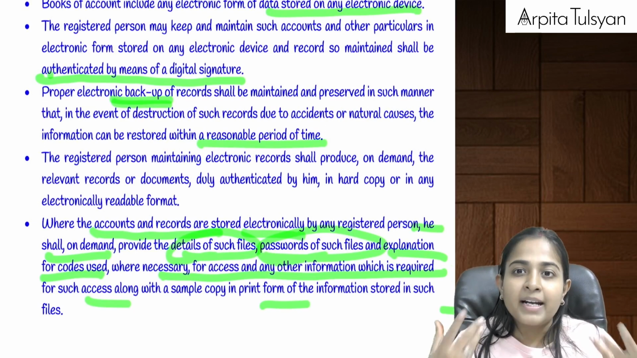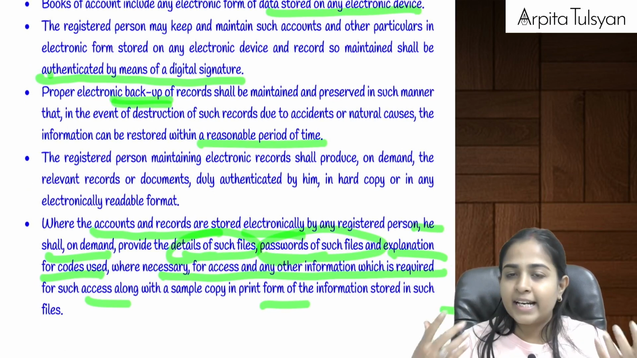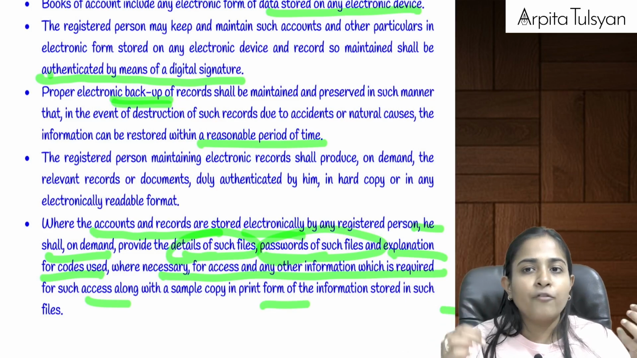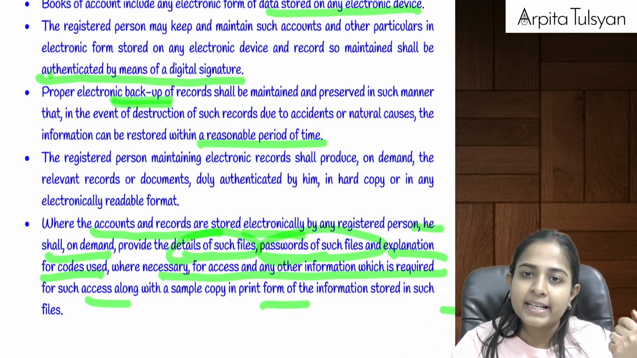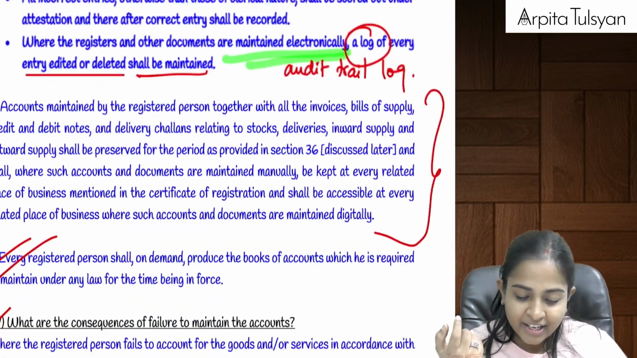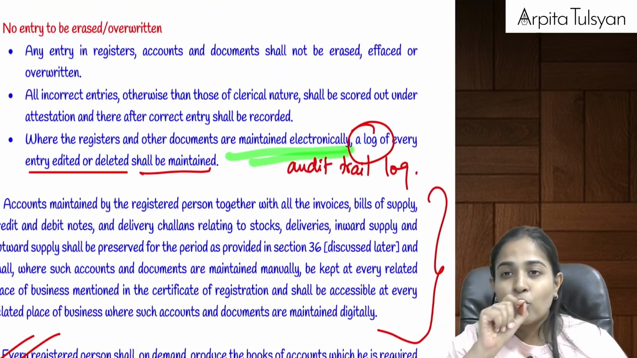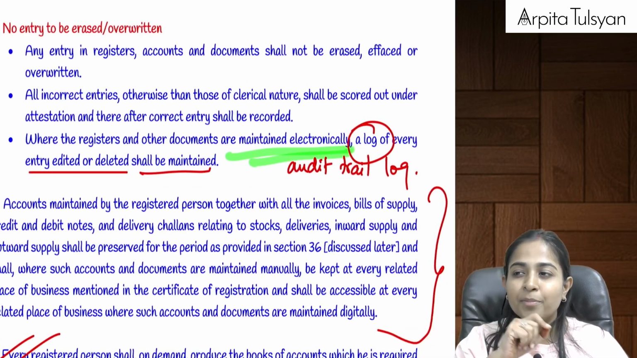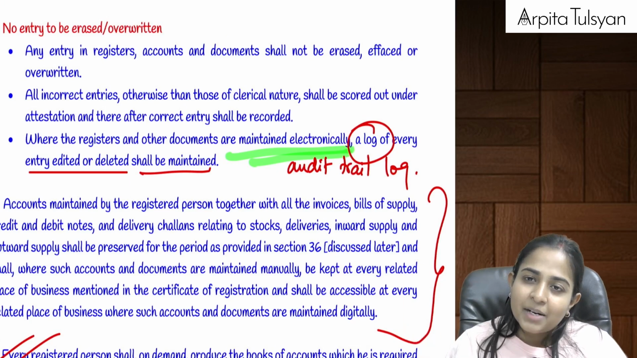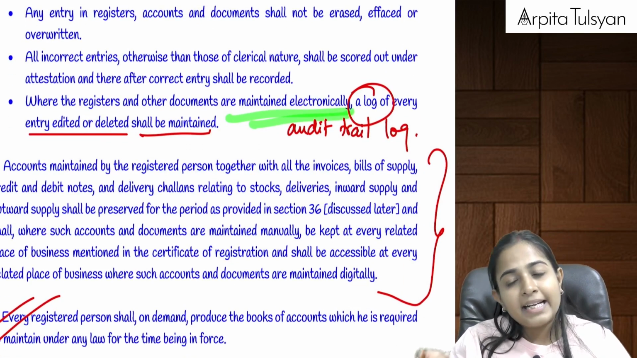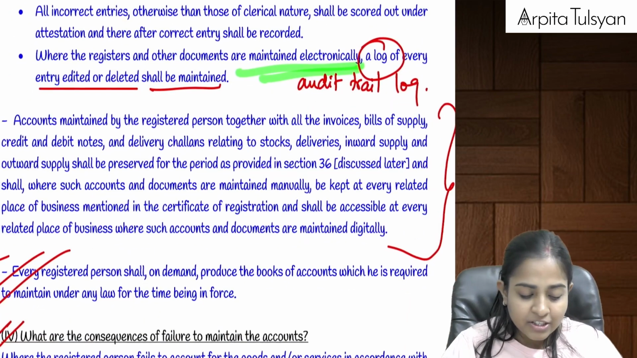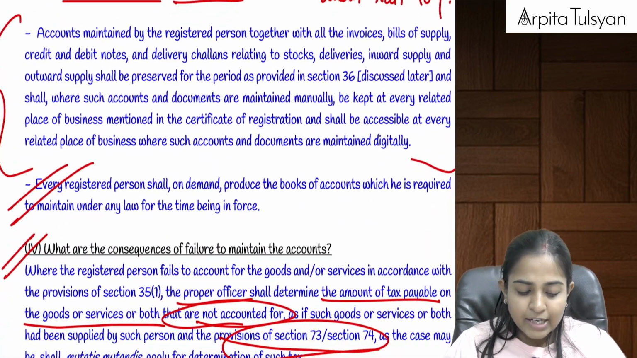Suppose I want a printout or a report from this particular data, it should be easily extractable. If you have maintained the data in electronic form, you can secure it with the help of passwords, etc. But if any GST officer comes and asks for the password, you should give it to the officer. There should be no overwriting, no erasing, no manipulating of the information. If you have cut something, it should be authenticated by a signature. If you are maintaining it electronically, then an audit trail log of every change should be maintained. Are you clear with this?